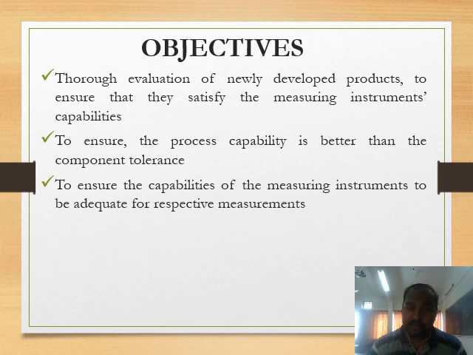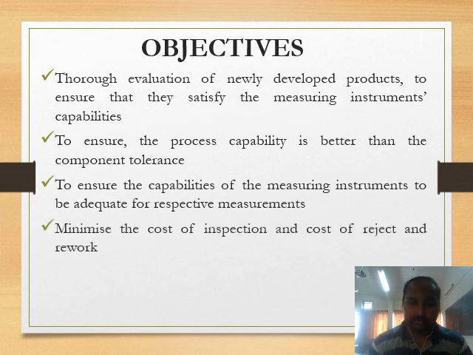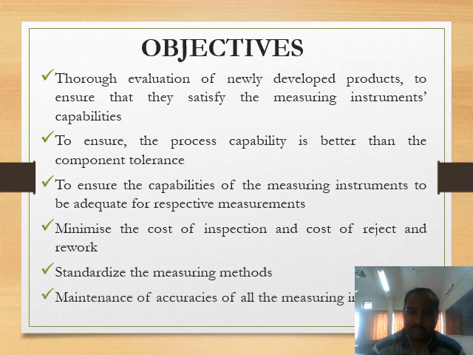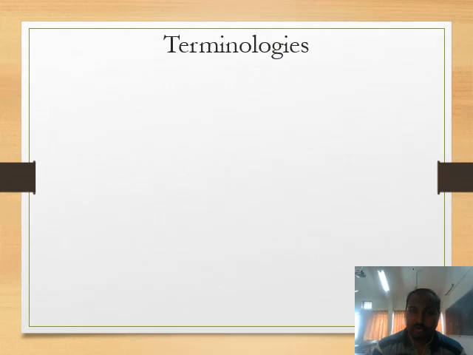The third point is about the capabilities of the measuring instrument. It needs to be adequate. As I mentioned already, if it is 10.06, then the process capability, encompassing the measuring instrument, should always have better adequacy or better measuring capability for that process. Always, this whole metrological concept is meant to minimize the cost of inspection, cost of rejection, and the cost of rework. Always standardizing the measuring methods is very important. Maintenance of accuracies of all measuring instruments is another important objective of this technology.